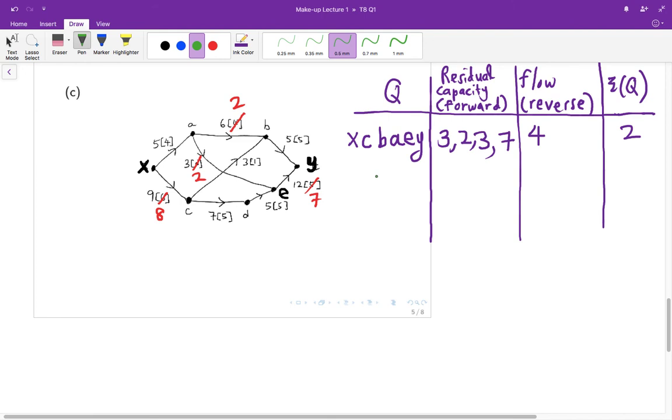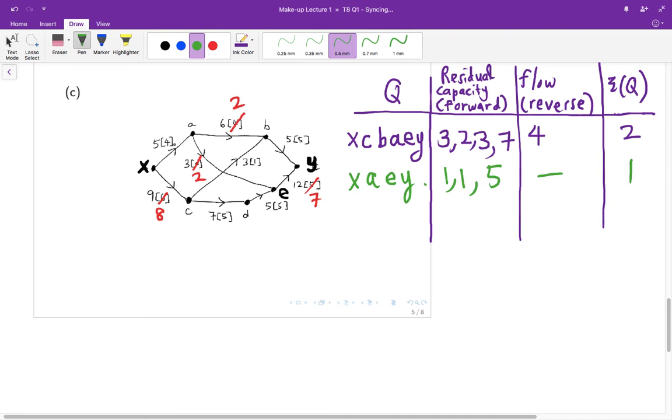Indeed, there is one starting from X, going to A, and then E, and then the sink Y. Let us check. From X to A, the arc is a forward arc, and the residual capacity is 5 minus 4, which is 1. The second arc is another forward arc, whose residual capacity is 3 minus 2, which is 1. And finally, the last arc is another forward arc, whose residual capacity is 12 minus 7, which is 5. There are no reverse arcs. Therefore, epsilon Q is the minimum of 1, 1, 5, which is 1.